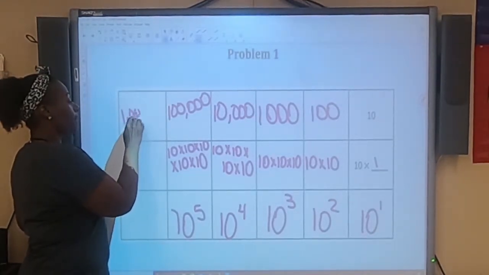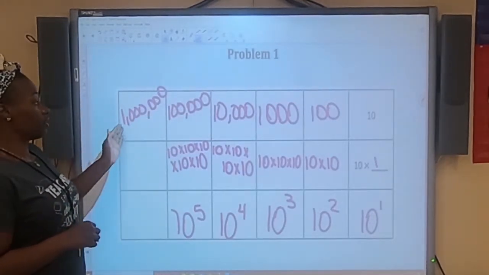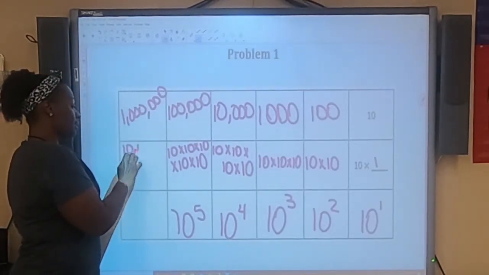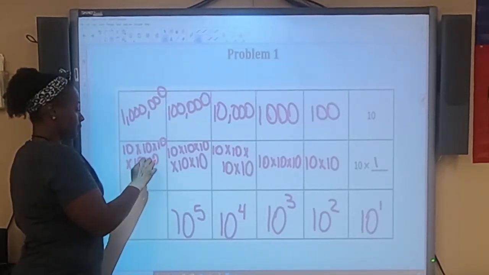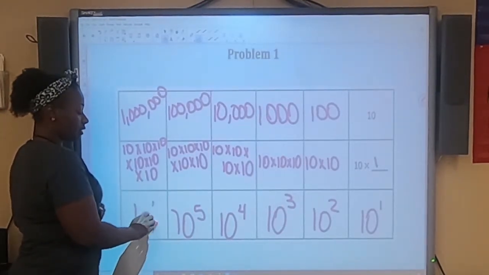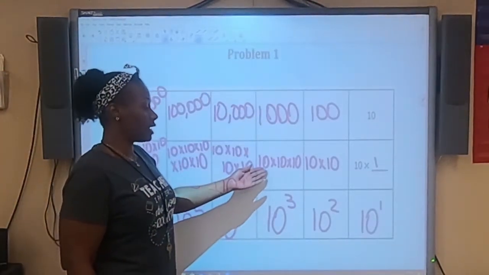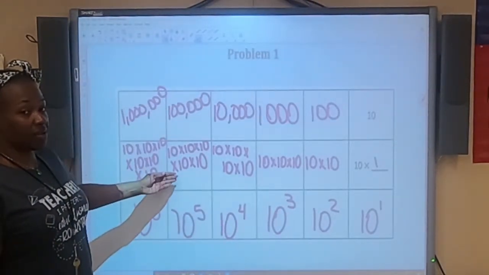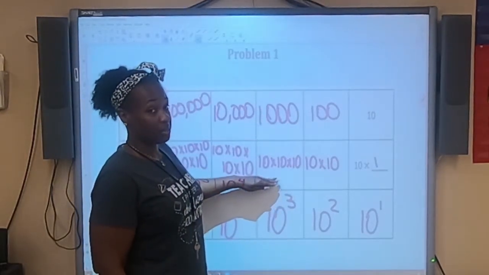What if we had 1 million? Well, you should see that there's 6 zeros, which means we need 6 tens. And we have an exponent of 6. So remember, my zeros will match my tens, will match my exponent. If my exponent is 5, I need 5 zeros, I need 5 tens. If my exponent is 3, I need 3 zeros, I need 3 tens.